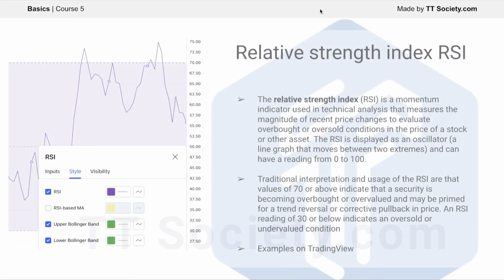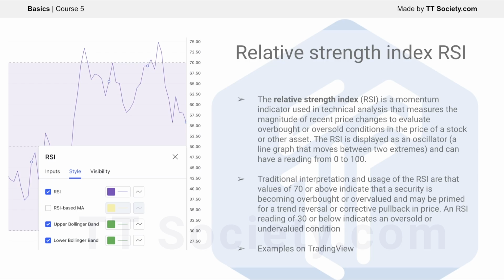Relative Strength Index. Let's move on to the RSI. The RSI is a momentum indicator used in technical analysis that measures the magnitude of a recent price change to evaluate either overbought or oversold conditions in the price of an asset. So the RSI is displayed on an oscillator. So it's an oscillating, moving graph, and can have a reading from 0 to 100. We're going to see some examples of how that actually looks.